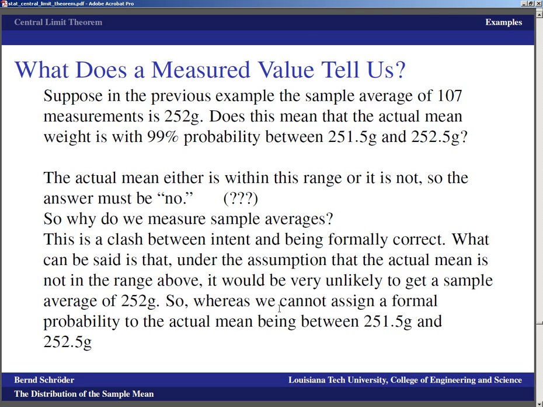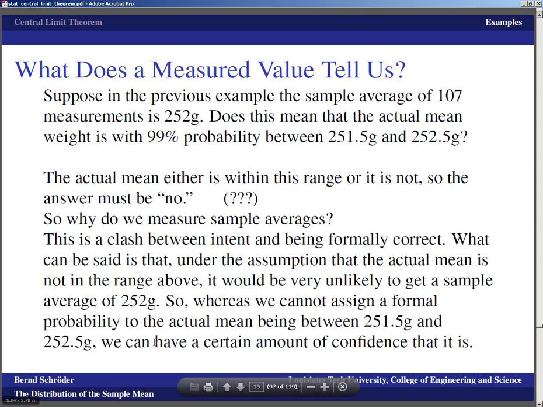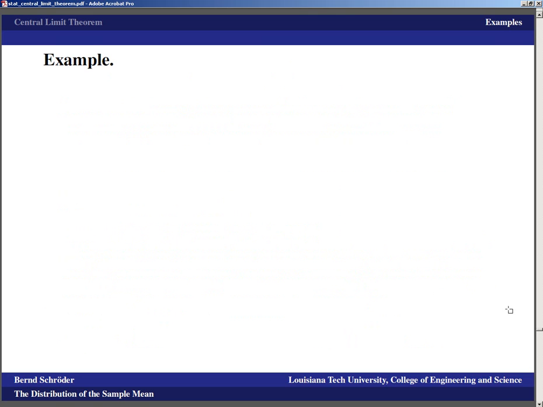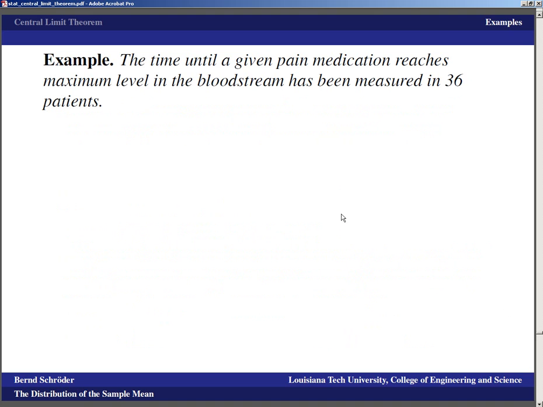And so, whereas we cannot assign a formal probability to the actual mean being between 251.5 grams and 252.5 grams, we can have a certain amount of confidence that it is, and that really leads in the direction of analyzing and computing confidence intervals, which is what we're going to do in one of the following, and probably even in the next presentation.